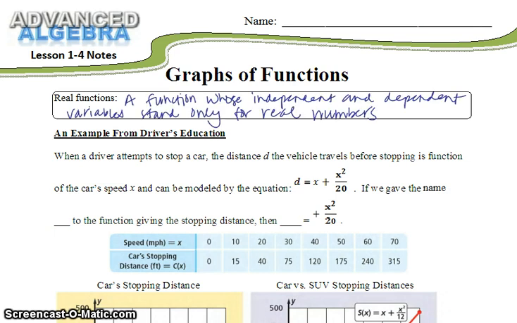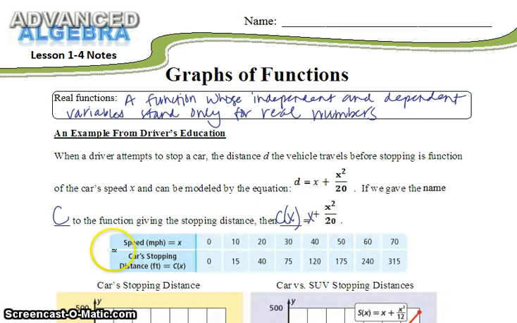I'm going to go through an example from driver's education. When a driver attempts to stop a car, the distance d the vehicle travels before stopping is a function of the car speed x and can be modeled by the equation d equals x plus x squared over 20. If we gave the name c to the function, giving the stopping distance, then c of x equals x plus x squared over 20.